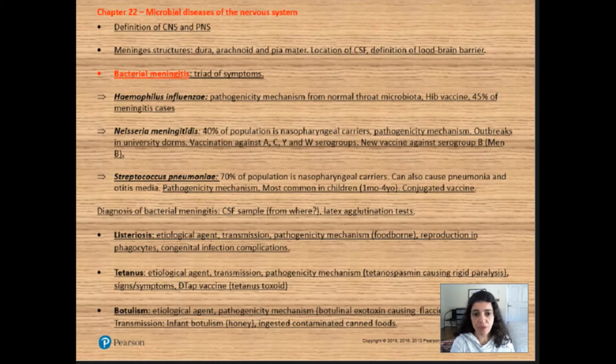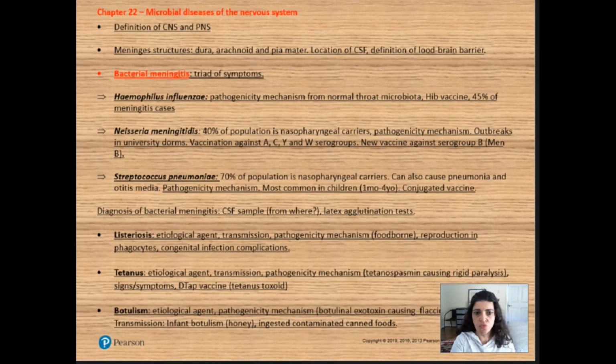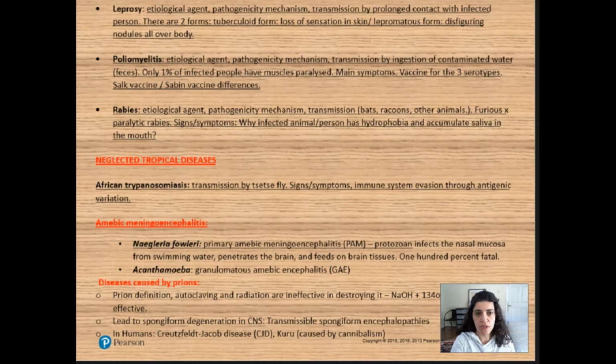In the second video, I'm going to talk about listeria, tetanus, botulism, and leprosy, which are other bacterial diseases. And then a third video with viral diseases of the nervous system, including polio and rabies, and the protozoan one that is relevant. And then in the last video, we can talk about the amoebic diseases and prion. Okay, so it's going to be 1, 2, 3, 4 videos.